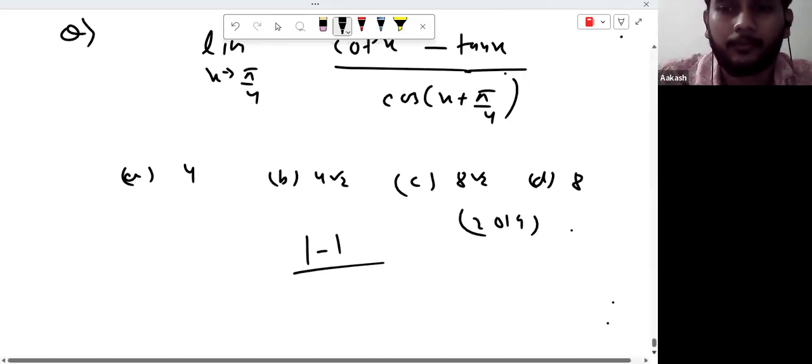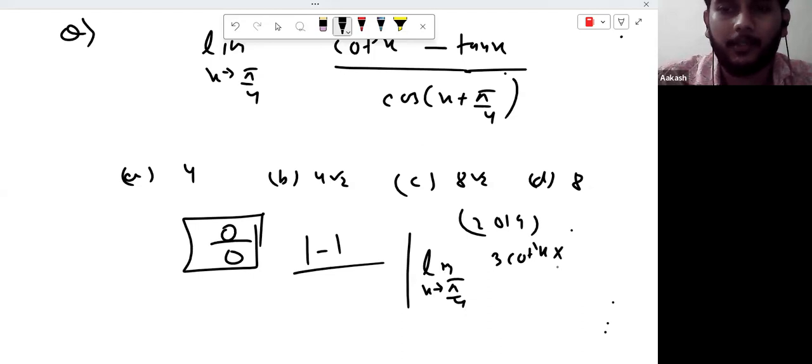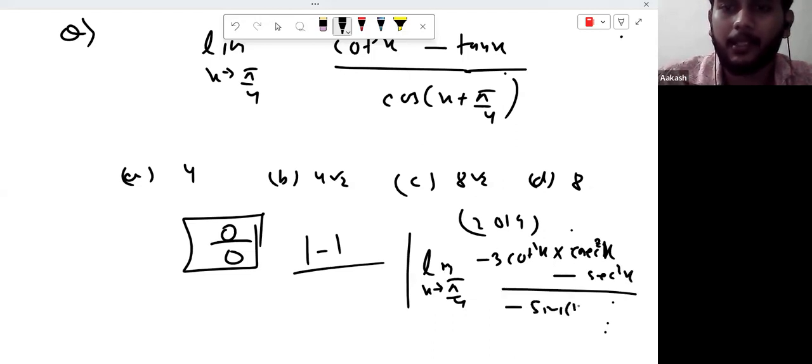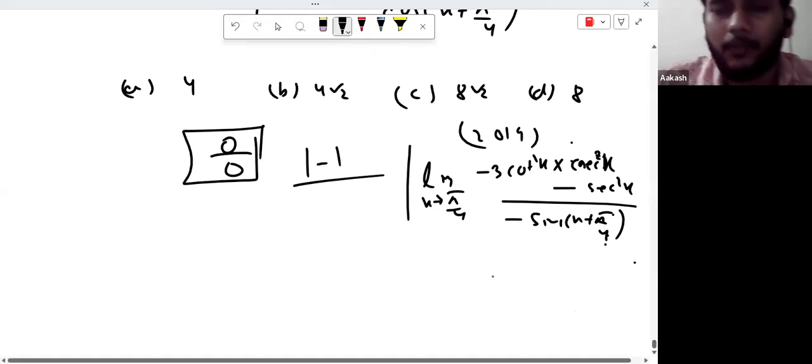I just did some L'Hopital rule. Do not think much, right? 0 by 0, so we can use L'Hopital rule. Yes or no? So differentiate this: 3 cot square x into the differentiation of cot x, which is minus cosec square x. And minus tan x differentiation is sec square x, upon the differentiation of cos x, which is minus sine of x plus pi by 4. If you want, you can simplify further. Otherwise, just put the values.